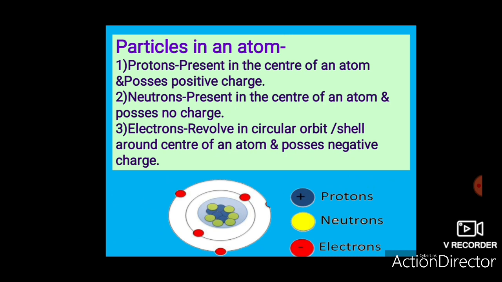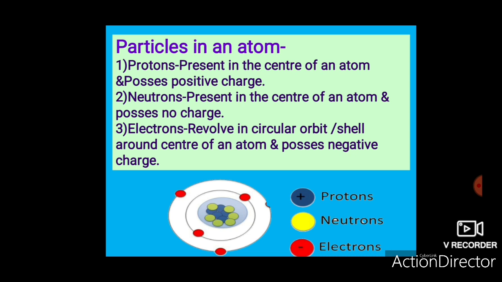Particles in an atom. An atom contains three kinds of particles: protons, neutrons, and electrons. Protons are present in the center of an atom and they possess a positive charge. Neutrons are also present in the center of an atom but they possess no charge, which means neutrons are electrically neutral.